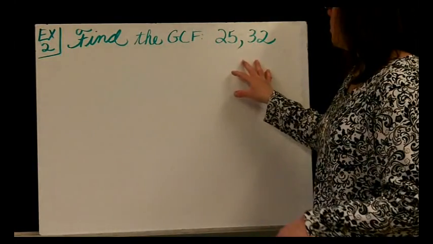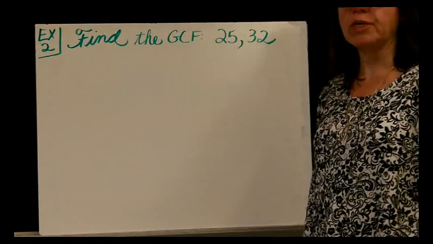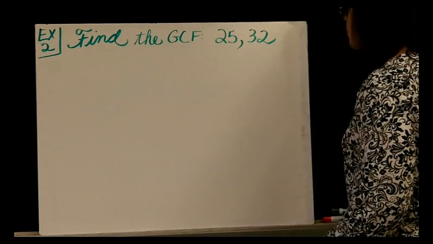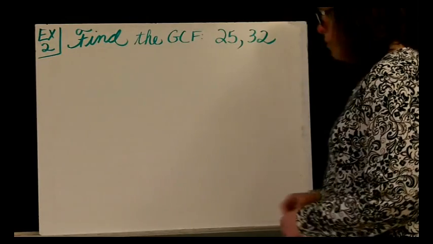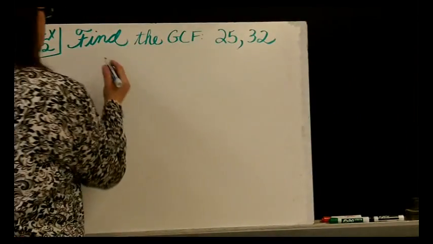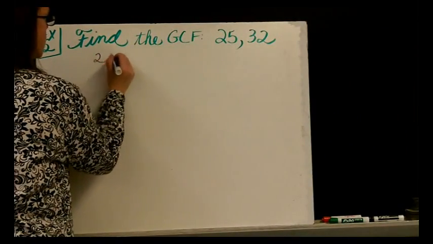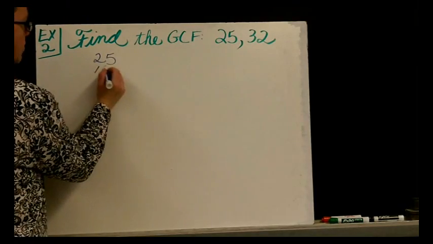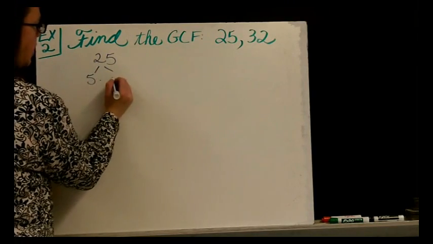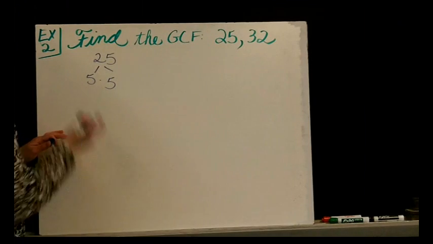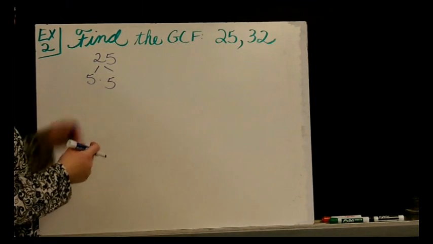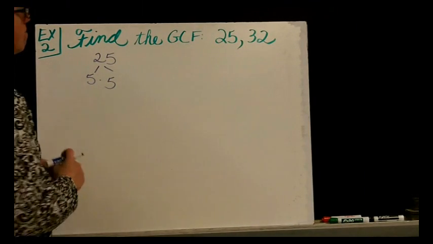We're going to do the same thing for 25 and for 32. We need to find the greatest common factor. Our first step is to make factor trees. 25 can be made by multiplying 5 times 5. They're already prime numbers, so we're done with that tree.